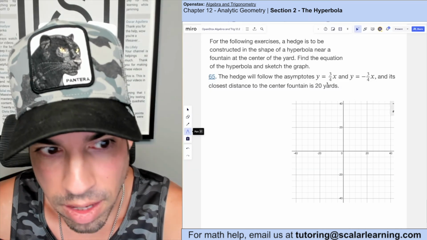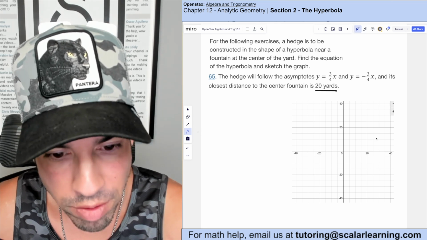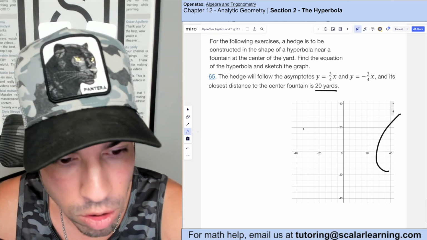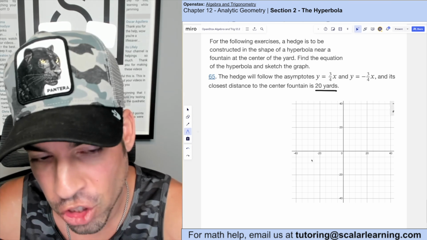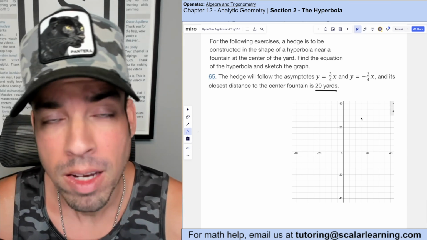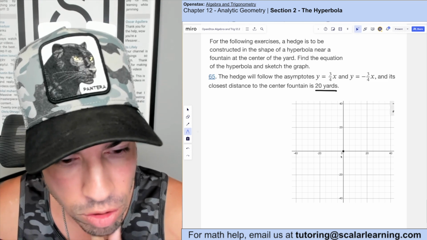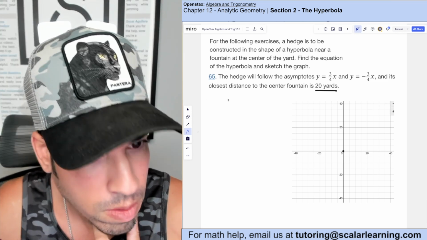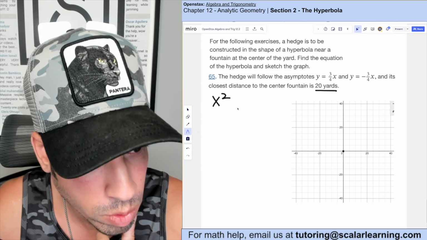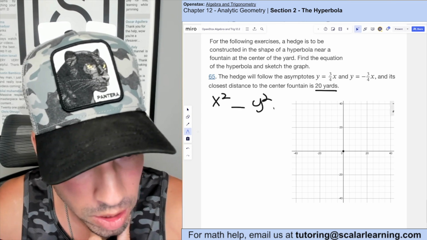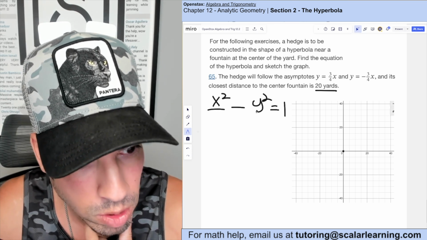So for this one, the hedge is 20 yards away from the center. And again, we're going to assume that it's going to go left and right. That's an arbitrary decision, it doesn't have to go up and down, but this is the assumption that they've gone with in the back of the book. So if it's centered at 0, 0, where, let's say that's the fountain, we know that this is going to be x squared minus y squared is equal to 1. And then we just got to figure out what these go over.